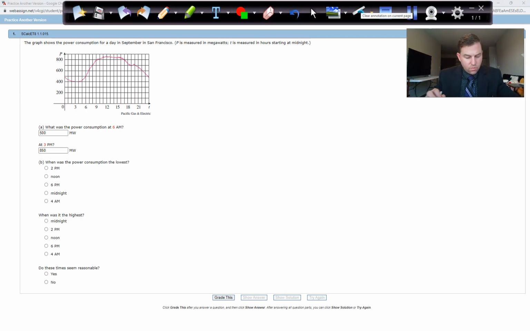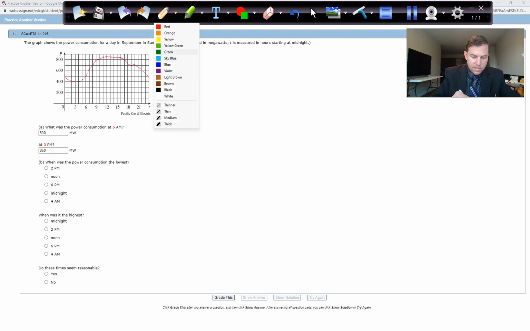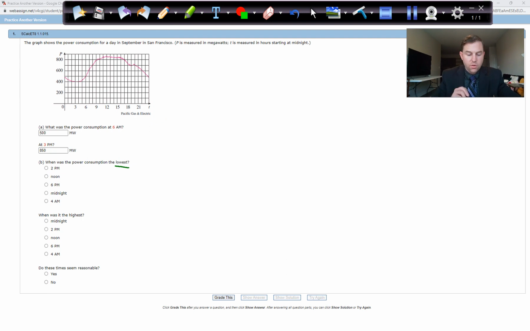Okay, then it says, when was the power consumption the lowest? When they say lowest, they're meaning when is the y value the shortest, or the lowest y value in the graph. Well, if you look, that occurs right about here. And the options they give us are 2 p.m. Well, 2 p.m. is right here at 1400. Definitely not that one. Noon is right here at 12. Definitely not that one. 6 p.m. is at 1800. Definitely not that one.